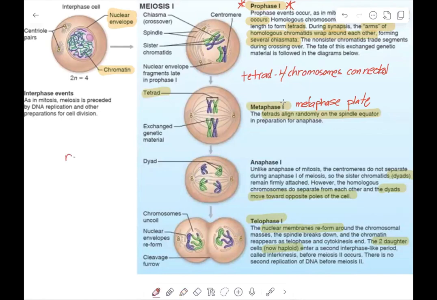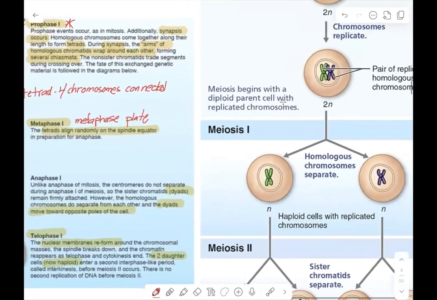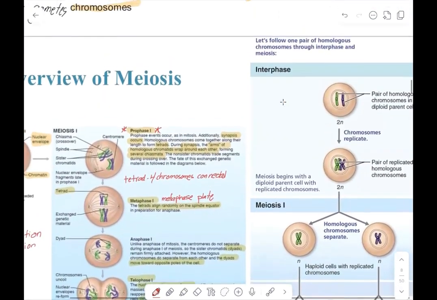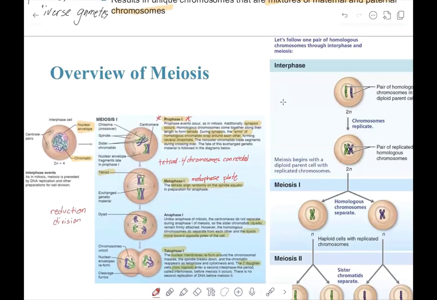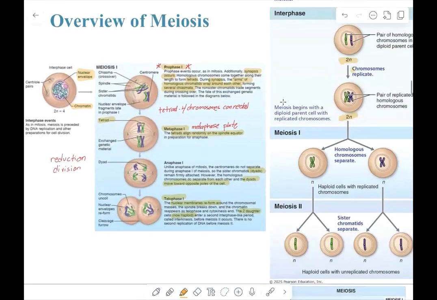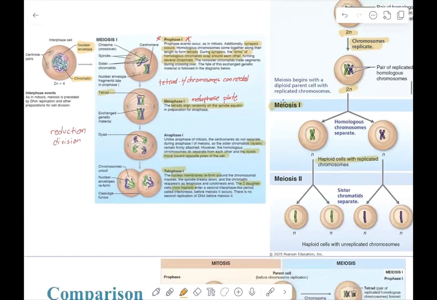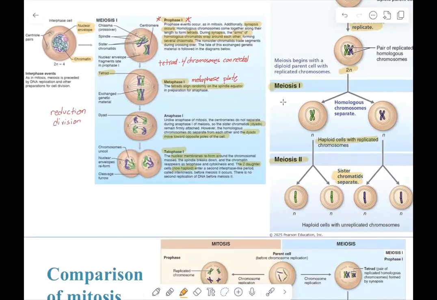So again, the most important part is to remember that meiosis 1 is the reduction division. On the right side of the slide, we're seeing an overview of meiosis. So we go from 2N to 2N during interphase. So the chromosomes replicate, but during meiosis 1, we have the reduction division, where we go from diploid to haploid. And then in meiosis 2, those sister chromatids separate, and each N is going to produce another N haploid cell.